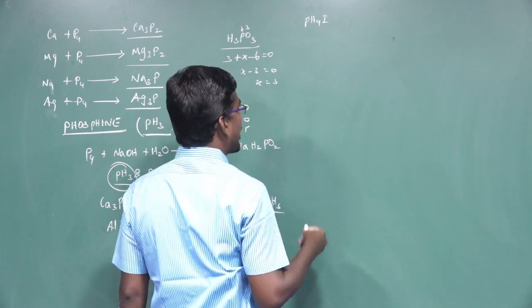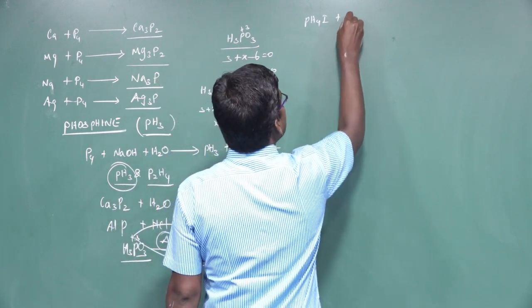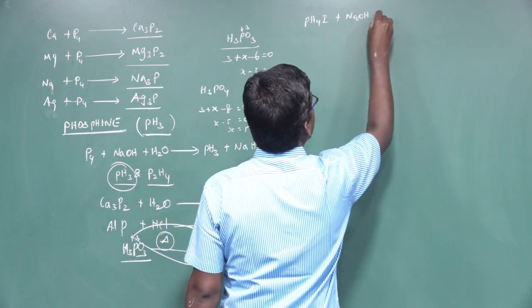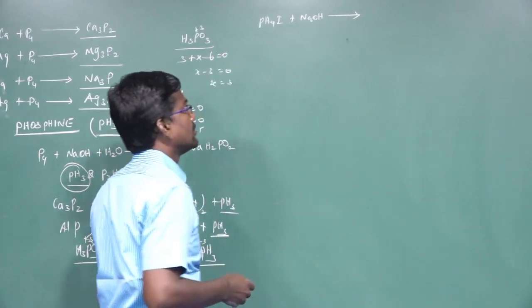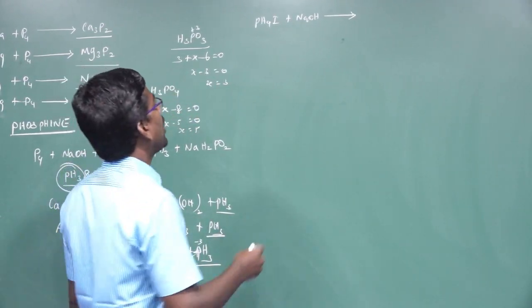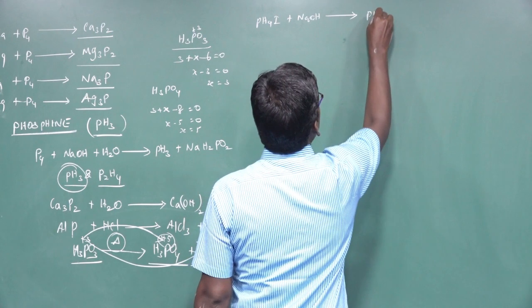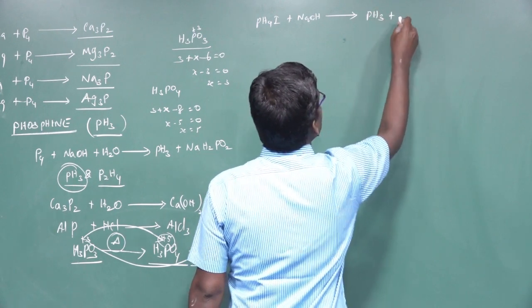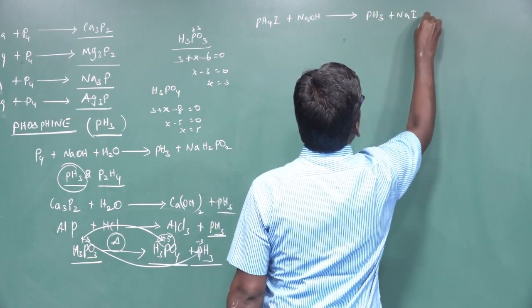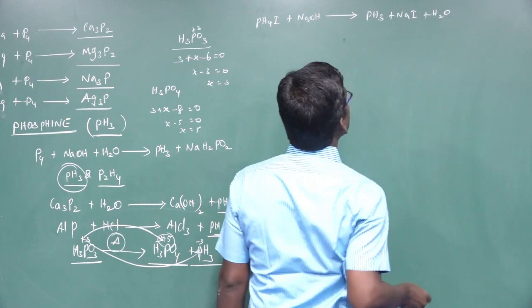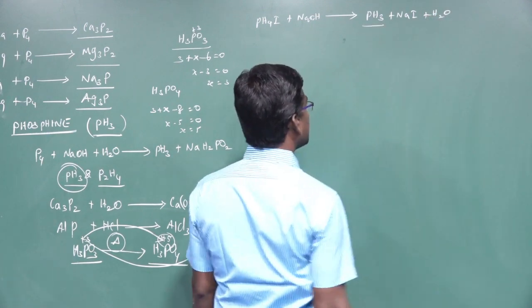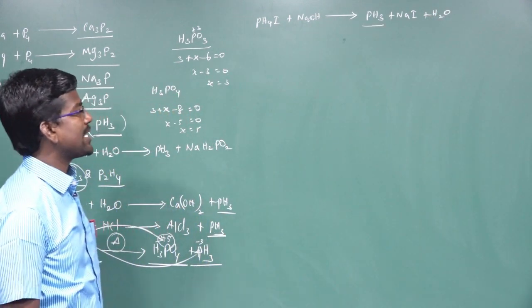PH4I, phosphonium iodide, reacts with caustic soda, which is called sodium hydroxide, to form phosphine PH3 plus sodium iodide NaI plus H2O. These processes are the preparation of phosphine.